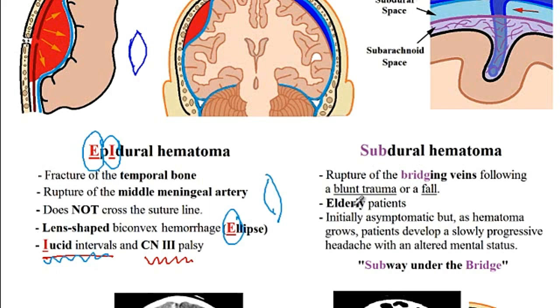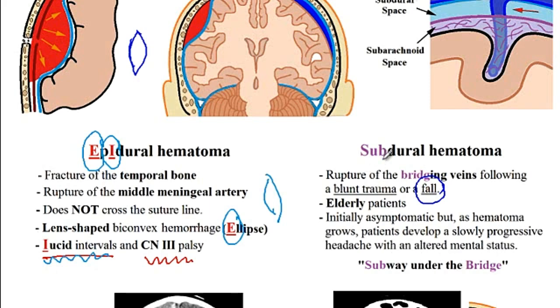And then we know that elderly people are also at increased risk of falls, so the two combined together, we see the subdural hematoma more commonly in elderly patients. Now, initially, these patients may be asymptomatic, but as the hematoma increases in size, they would present with progressive headache as well as an altered mental status.